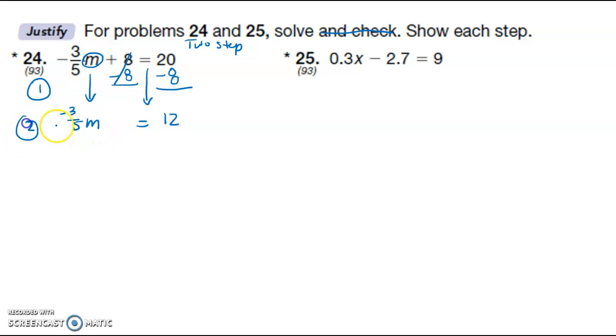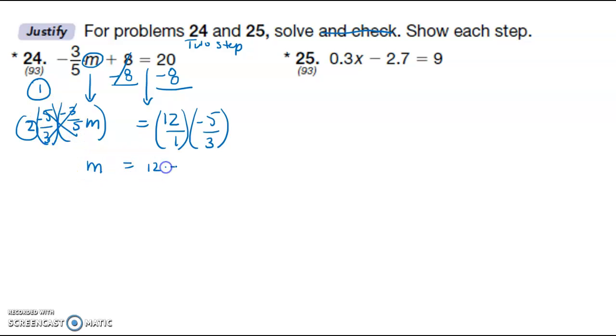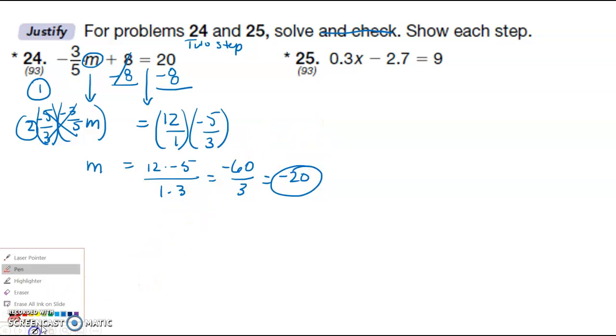Now I have to either multiply or divide. I'm going to multiply by the reciprocal, actually the negative reciprocal. And then 12 I'm going to put over 1 so I can multiply it by the negative reciprocal. Those go away. m is equal to 12 times -5 over 1 times 3, which is -60 over 3, which is -20. Okay, let's change colors here.